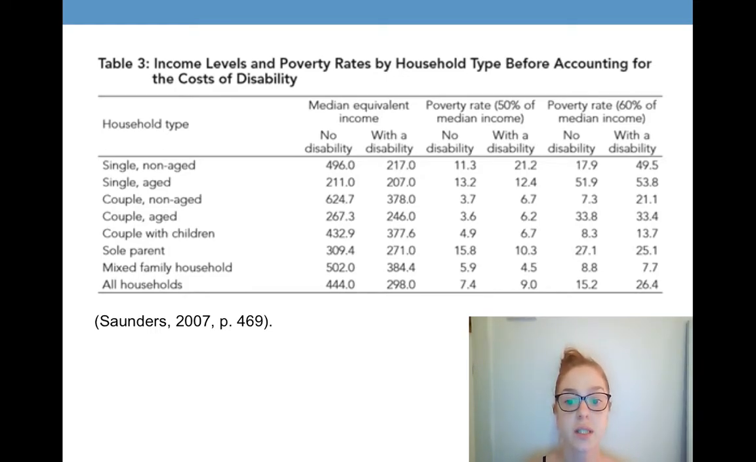It is interesting to note that at the 60% of median income poverty line, the differences by disability status disappear for most household types, the exceptions being working-age single people and working-age couples, with or without children, with the impact of disability more pronounced for those without children.